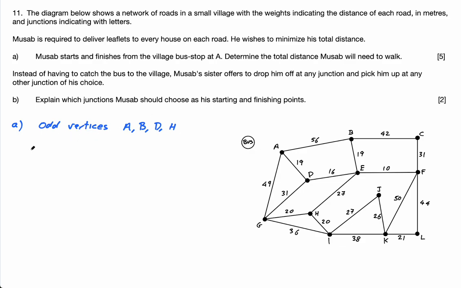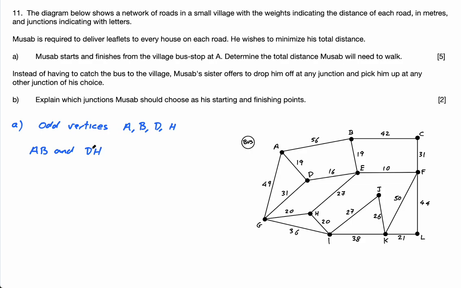So I need to look at all the different combinations. Because essentially what I need to do is I need to connect the odd ones to each other to create even vertices. For example, if I join A to B like that, now I have A is an even vertex and B is an even vertex. And if I can do that for D and H, I will get an Eulerian graph, and then I can just add up the numbers. So that's the goal here.